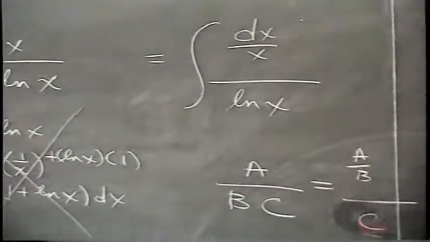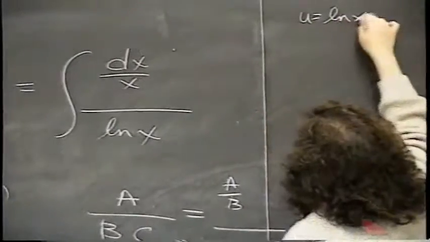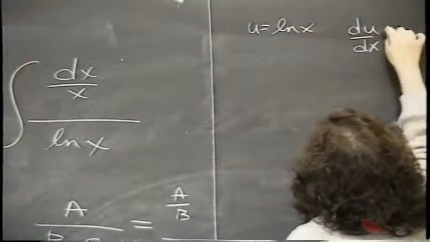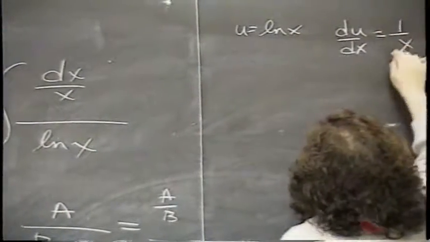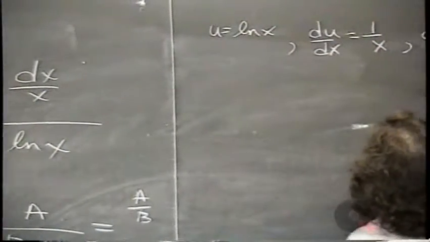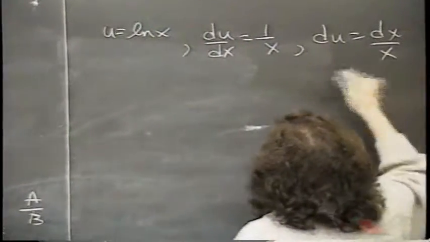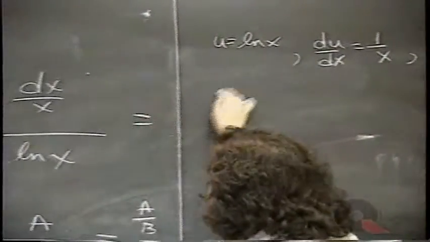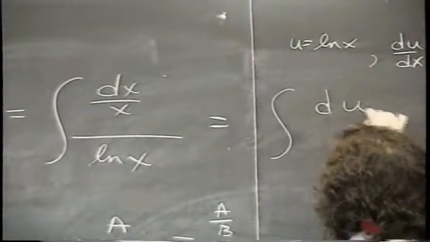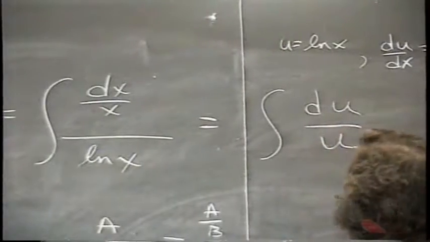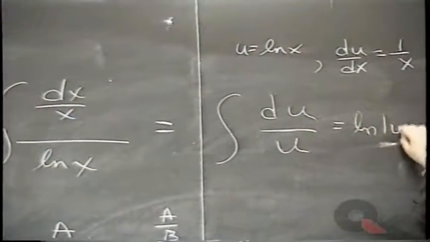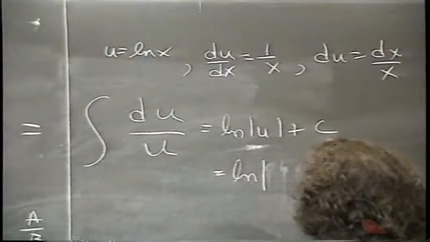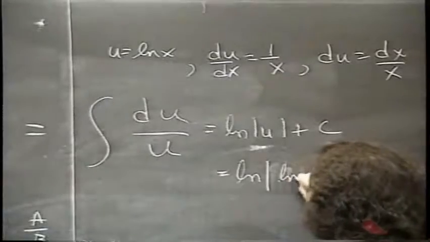In other words, if you were to let u be ln x, the way we did before in all the other examples, then du dx would be 1 over x, and du would be dx over x, 1 over x times dx. And this problem would be exactly the integral of du over u. So this would be ln of the absolute value of u plus c, or ln of the absolute value of, now what is u? ln x, plus c.